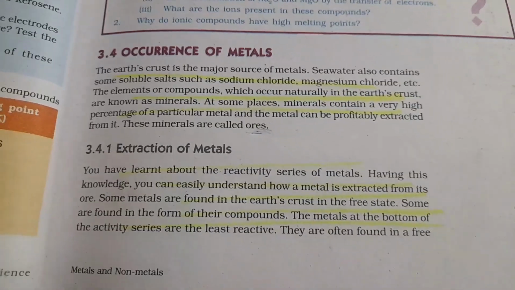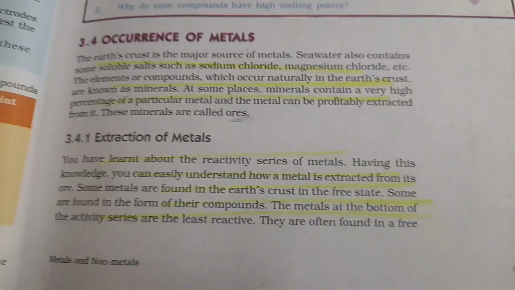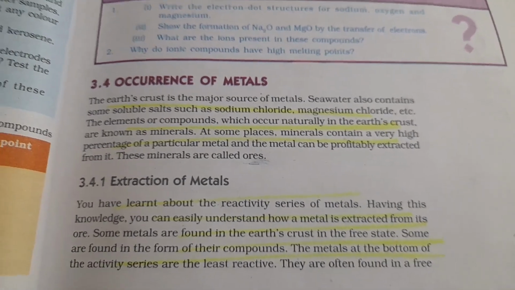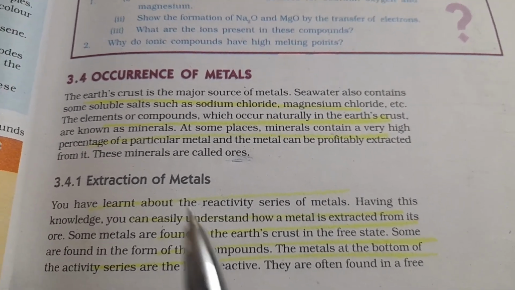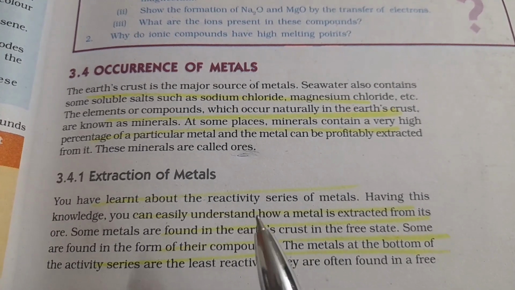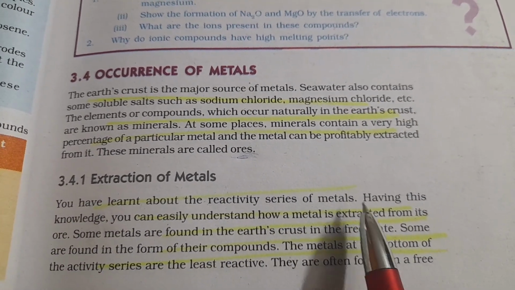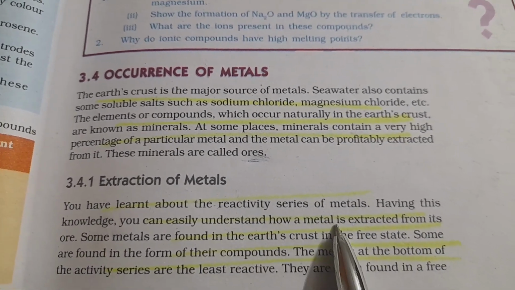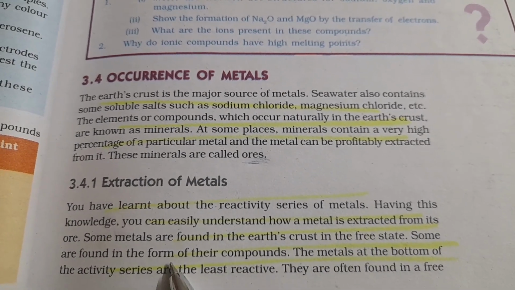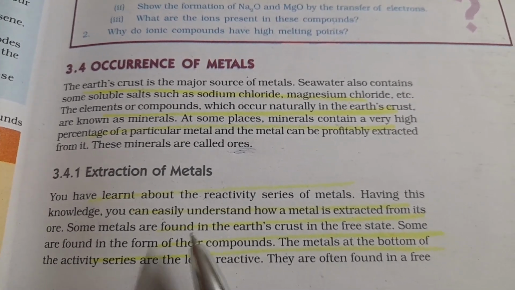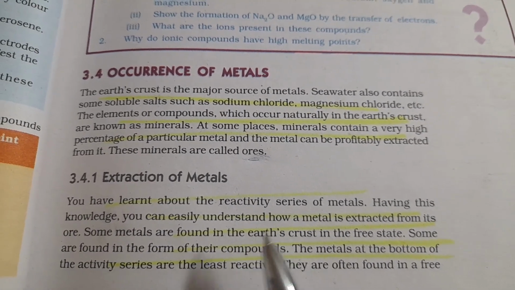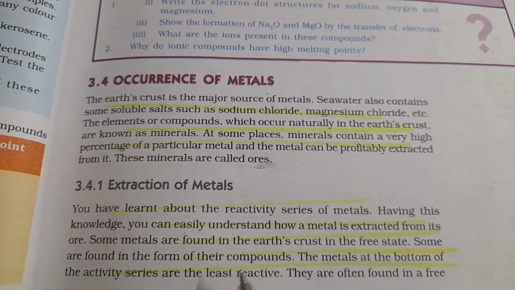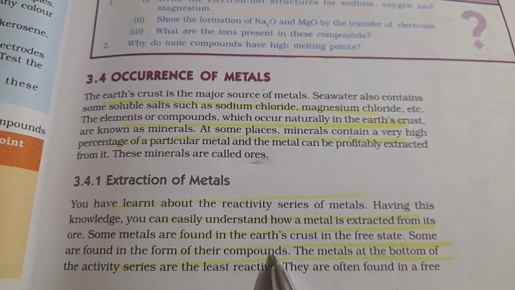Now, how do you extract metals? All of you should be wondering: you can see so many minerals in the Earth's crust, so how do you separate metals from these minerals? There are different processes by which this can be done, and we have already learned about the reactivity series of metals. What is the importance of learning the reactivity series? You can easily know how a metal can be extracted or removed from the ore. Some metals occur directly in the free state in the Earth's crust, and some other metals are found in the form of their compounds.